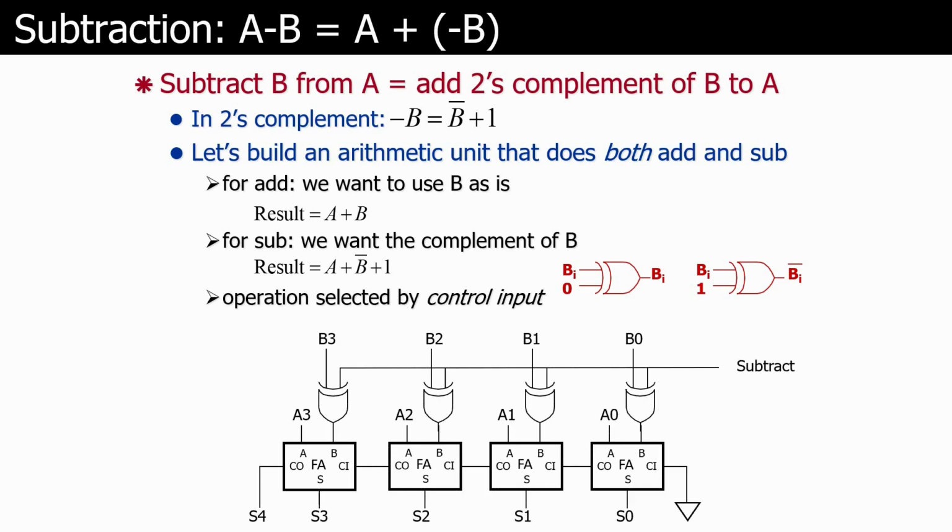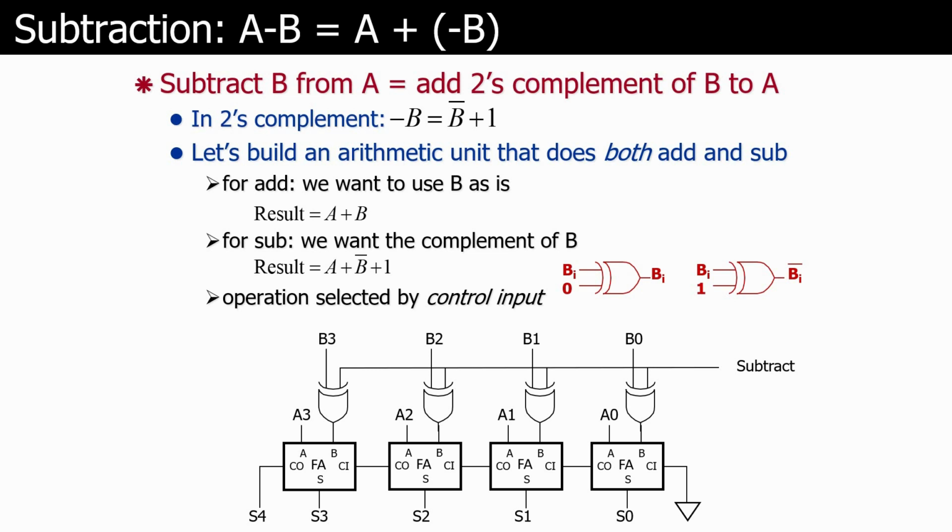So now we have subtraction. Subtraction makes use of the full adder we had before, because it makes use of the property that A minus B is equivalent to A plus minus B. And we can get minus B by simply taking the complement of our B and adding 1 to it, because that is how you get the negative version of a number using 2's complement.